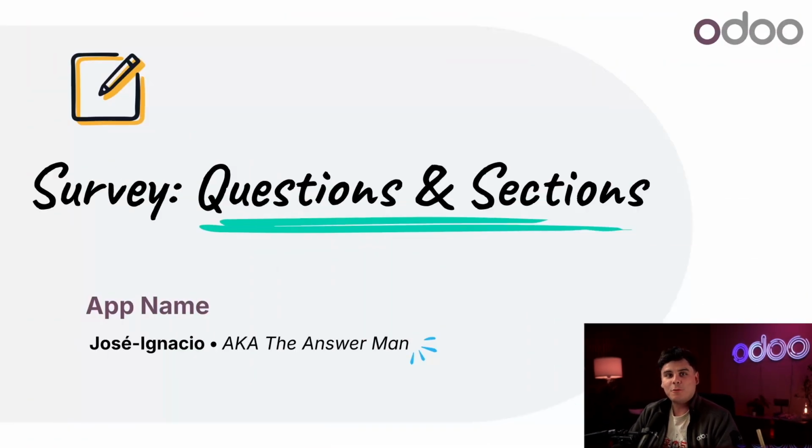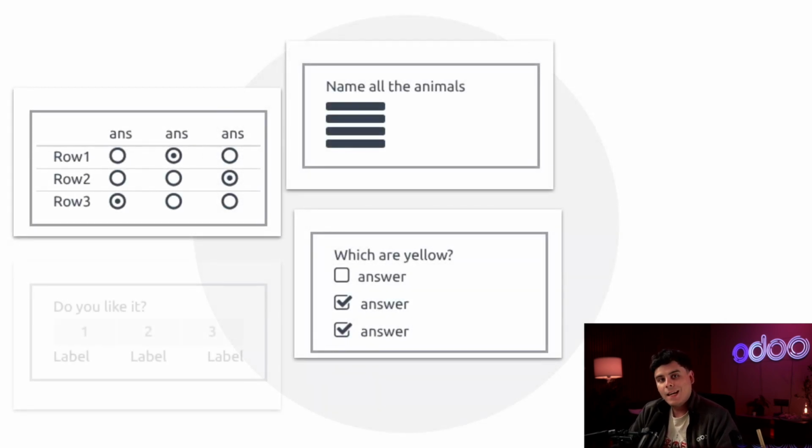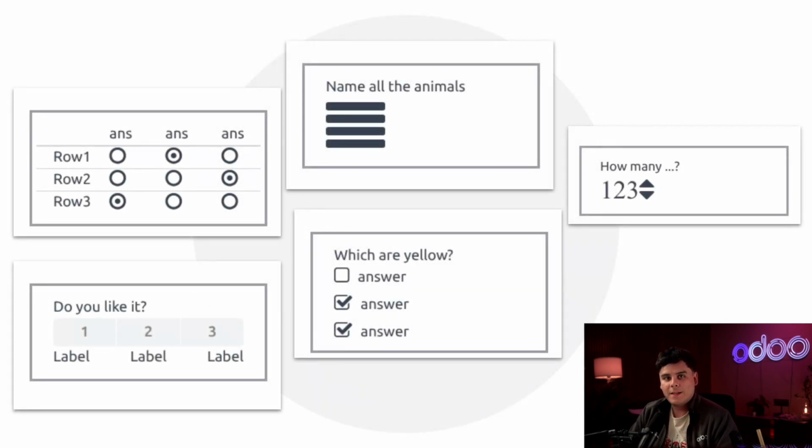Surveys are essential tools for gathering valuable information, and organizing questions into sections can significantly improve the clarity and usefulness of the collected data. In this video, I'm going to teach you about all the different question types and options available in Odoo Surveys and how to organize them into sections. So enough chit-chat, let's explore how to create and organize questions in sections using the Odoo Surveys app.